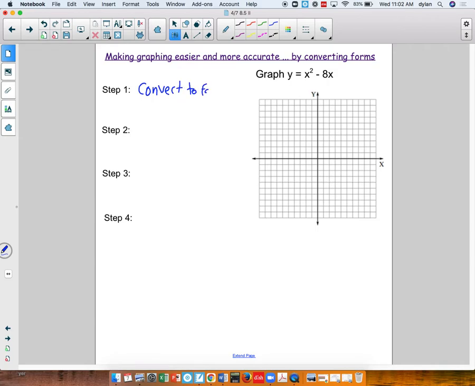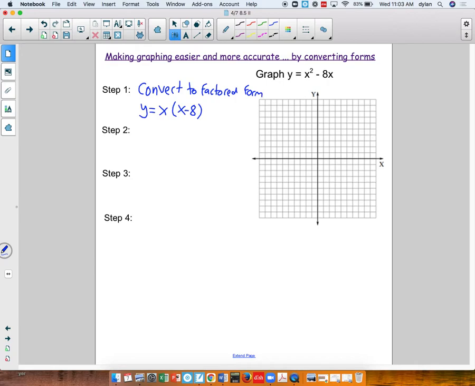And to do that, we're going to use our techniques from chapter 7. So for example, for this problem, the first thing we're going to do is factor out the GCF. So in this case, we would have y equals x, because that's our GCF, times x minus 8. And because there was no c term in this problem, that's it. That's our factored form, x times x minus 8.